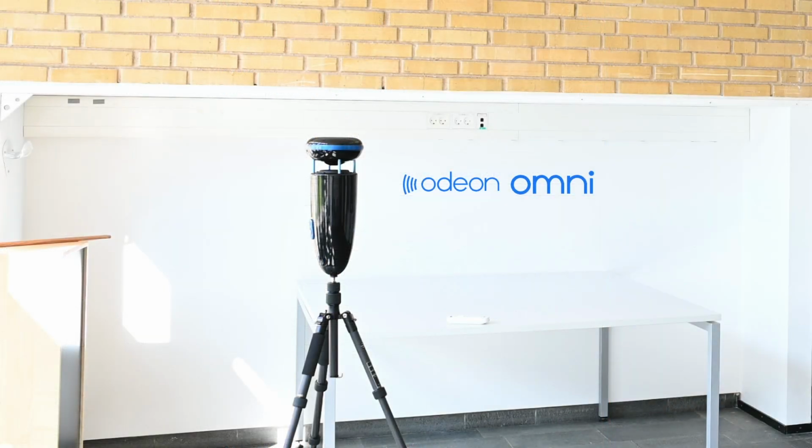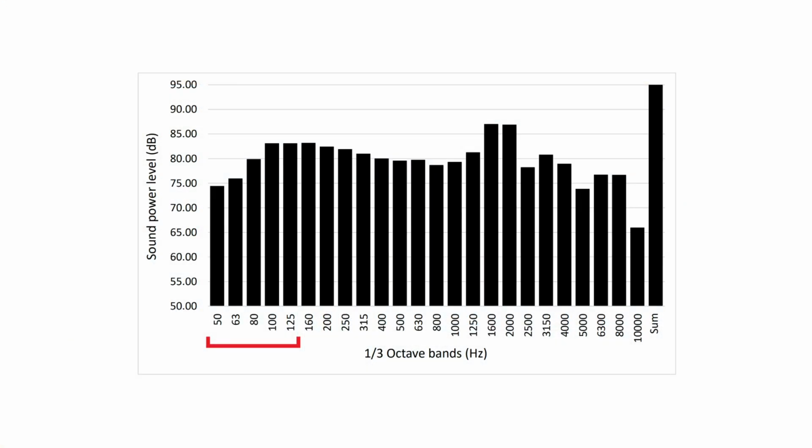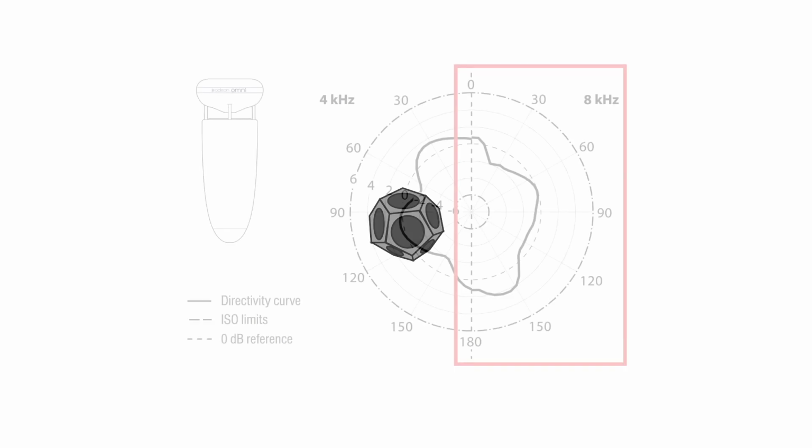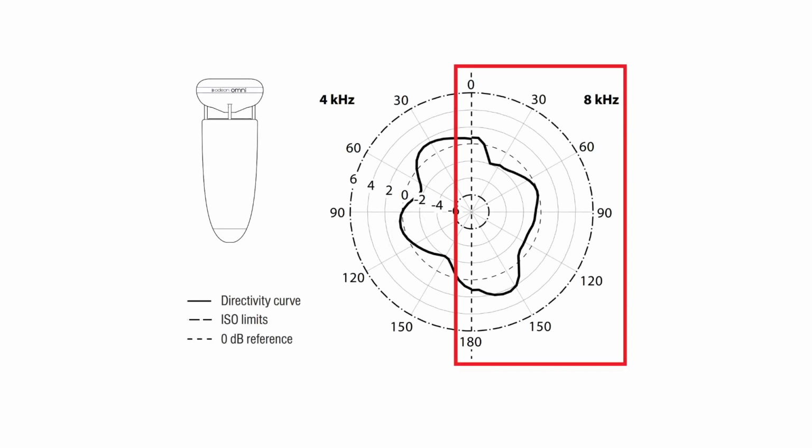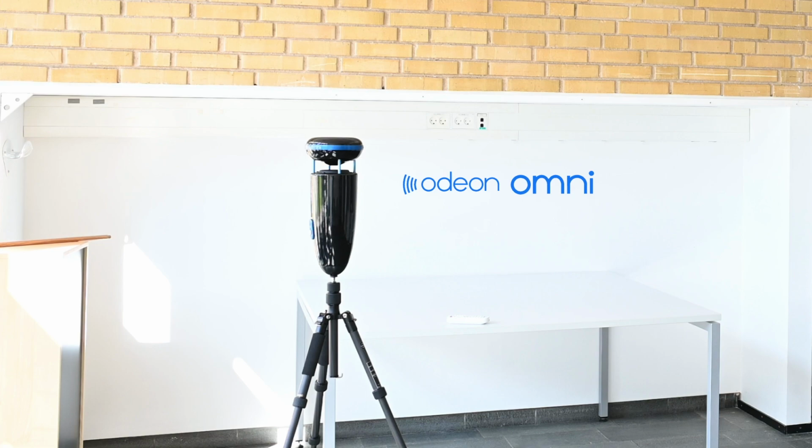Our new ODEON Omni performs quite well in both regards. First, it actually has a very good response at low frequencies. This is because it doesn't have the same problems with air volume compression as typical omnidirectional sources like dodecahedrons. And at the 8 kHz octave band, the directivity roughly stays in the ±2 dB range. You can learn more about ODEON Omni at odeon.dk/omni.